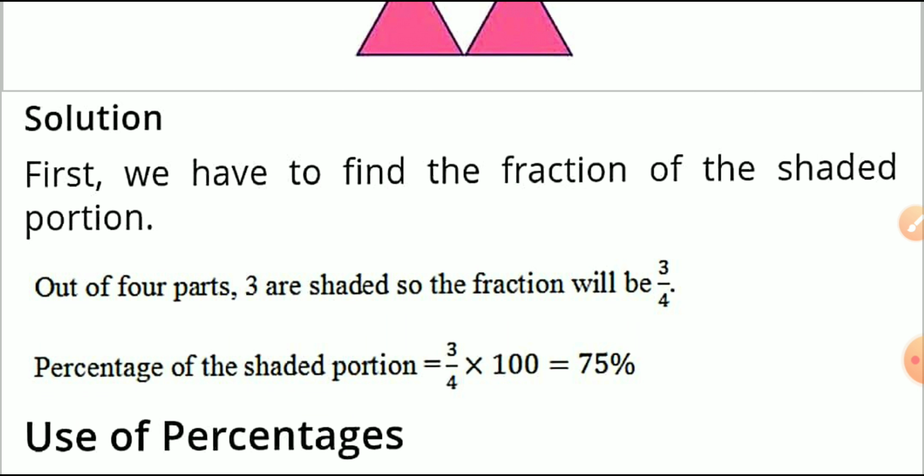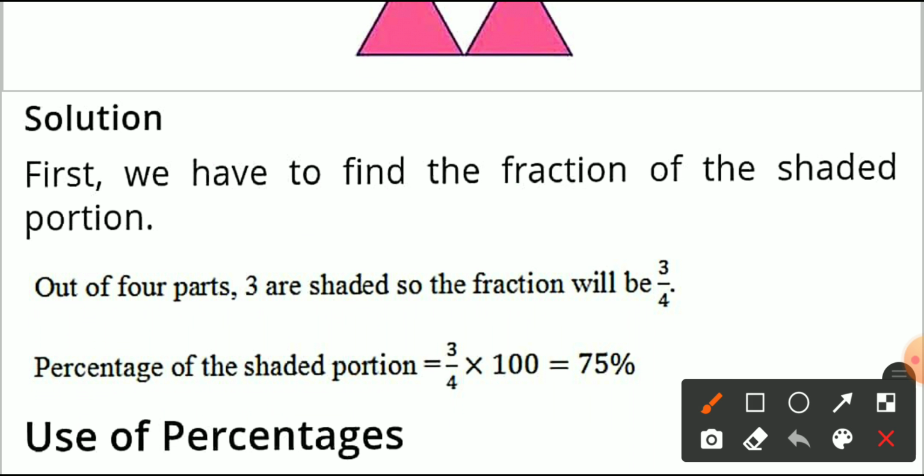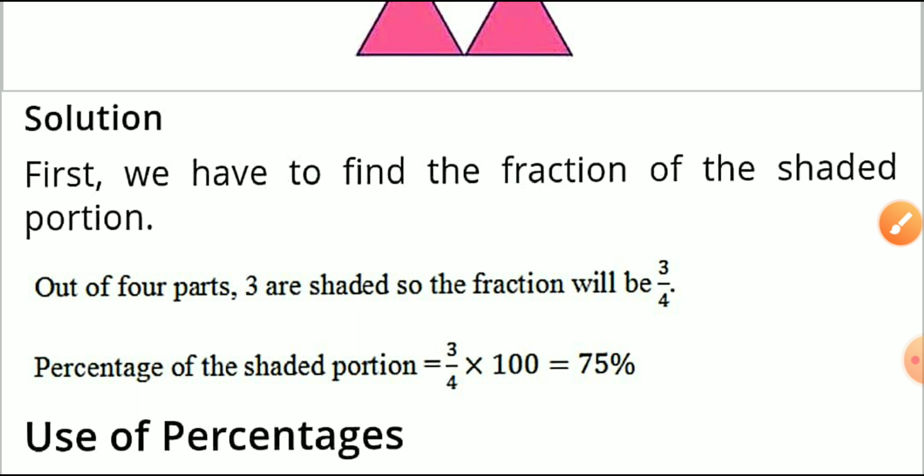How? See this. Out of 4 parts, 3 parts are shaded. So the fraction will be 3 by 4. Percentage of the shaded portion is 3 upon 4 multiplied by 100. So here 4 ones are 4 and 4 25s are 100. So 25 3s are 75. So the answer is 75%.